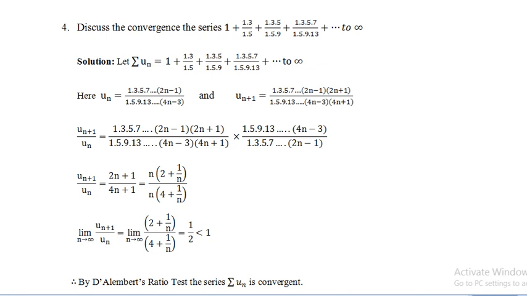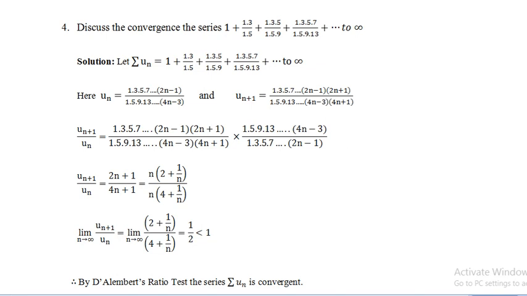Take n as common: 2 plus 1 by n over 4 plus 1 by n. Again cancel n and n, and take the limit as n tends to infinity. 1 by infinity becomes 0, so the remaining value is 2 by 4, or 1 by 2. And 1 by 2 is less than 1, or 0.5 is less than 1. So by Alembert's ratio test, the given series is convergent.